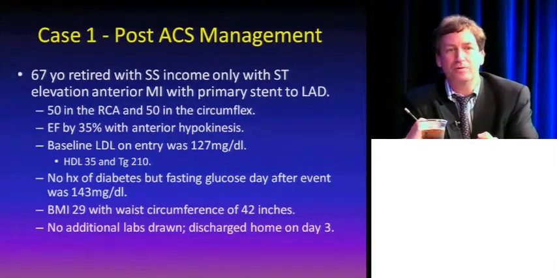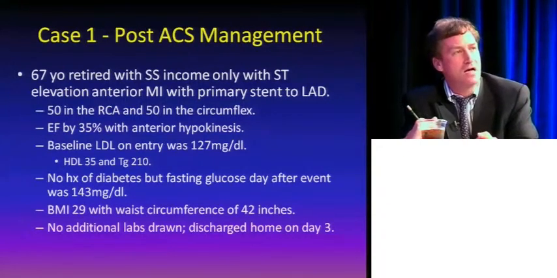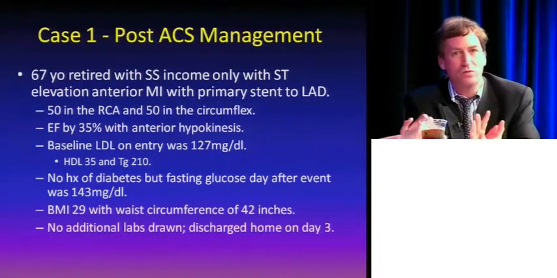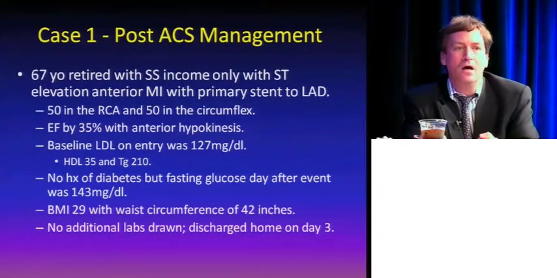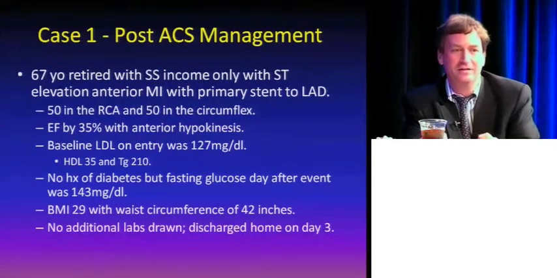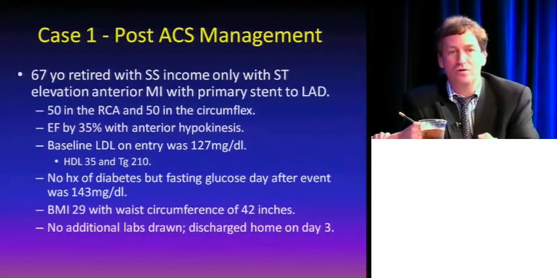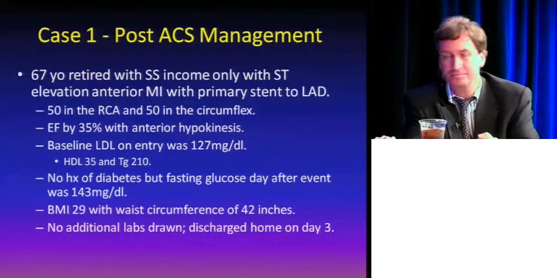Baseline LDL was actually pretty low, 127. Not uncommon, by the way. The average LDL now with an MI is right around the 125 range. HDL was 35 milligrams per deciliter, triglycerides 210, also not, unfortunately, uncommon numbers. No history of diabetes, but a fasting glucose on the day after the event, the only one taken, was 143 milligrams per deciliter. His BMI is 29 with a waist circumference of 42 inches. He had no additional labs drawn. He was discharged home on day 3.